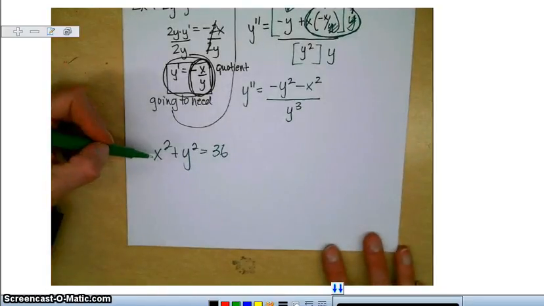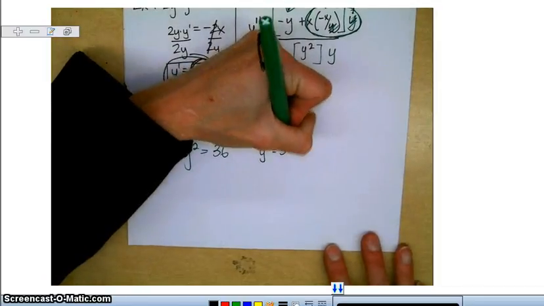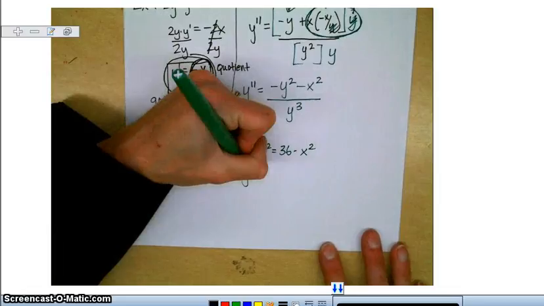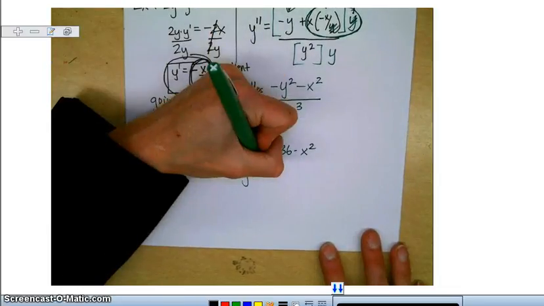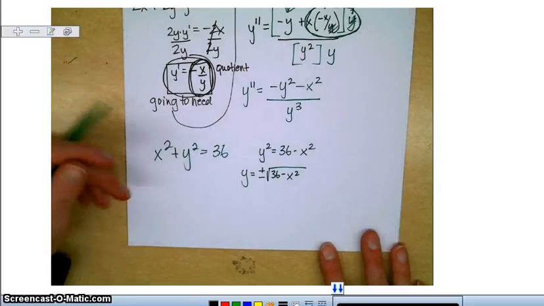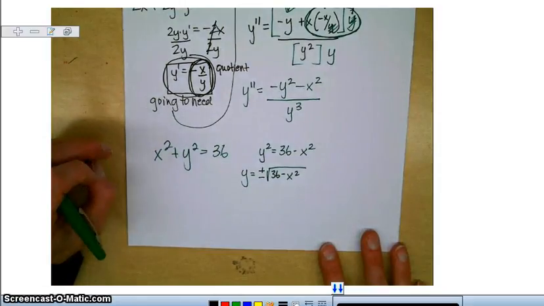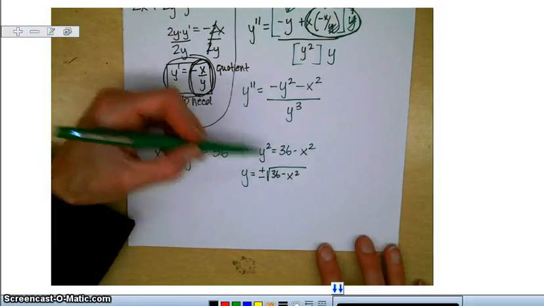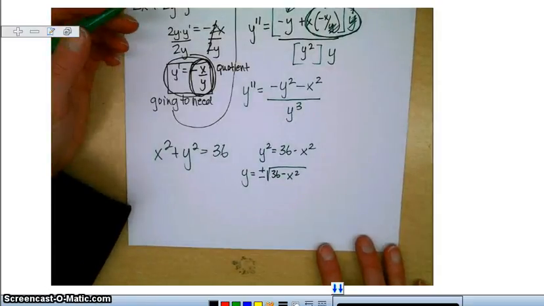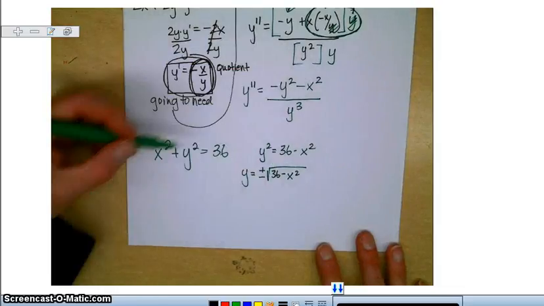Subtract by what? X squared. So y squared would equal 36 minus x squared, and then what? Square root both sides. And when you square root both sides, you're going to have a positive and a negative, right? So by getting y by itself, you actually have two functions to find the derivative of. But are the derivatives harder? Aren't they the same derivative, one positive, one negative? So could I go ahead and just find the derivative of this?